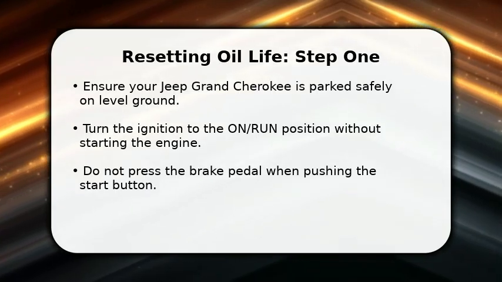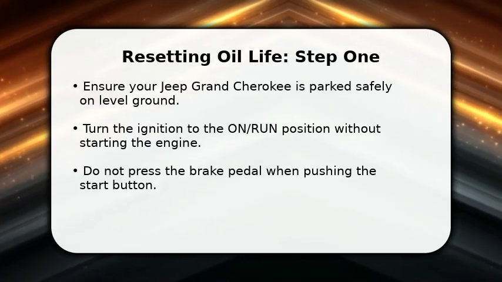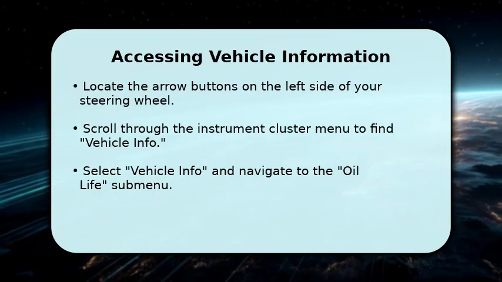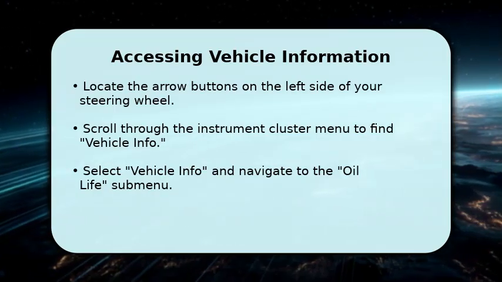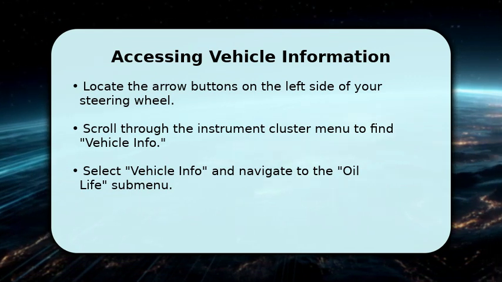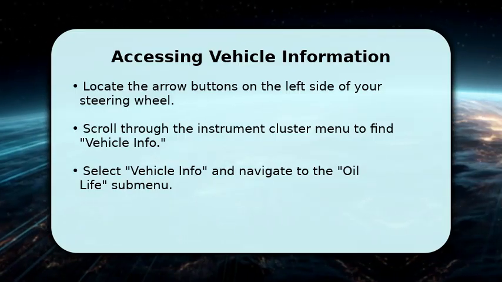This powers up your vehicle's accessories and display without actually starting the engine, which is crucial for accessing the oil life menu. Next, you will use the arrow buttons located on the left side of your steering wheel. These controls allow you to navigate through your instrument cluster display. Scroll up or down until you highlight the Vehicle Info option.